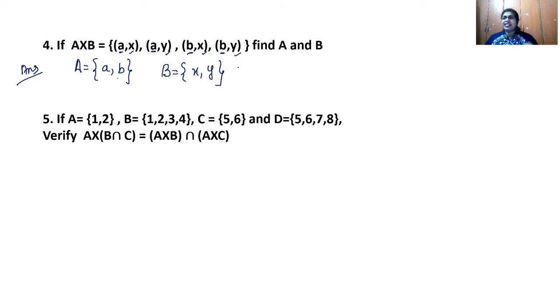So we got it, very easy to find out. If the first set is asked, look at the first elements of the ordered pairs and write them. If the second set is asked, look at the second elements and write them. Hope it is clear. Let's move on to the next question.